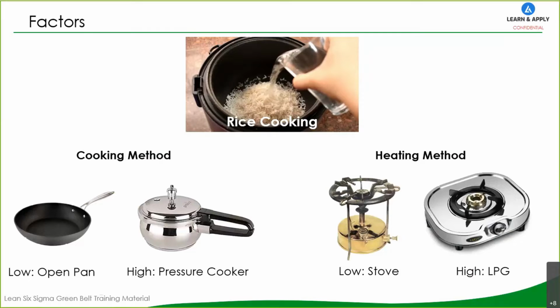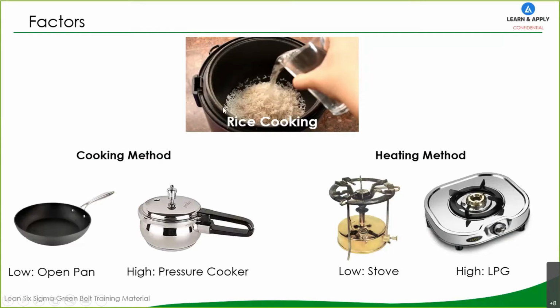Now see, these are the levels. We are going for the open pan, and we are going for the pressure cooker. So you can see it's a low and high level. And we are going for the stove, and we are going for the LPG. So it's a low and high level, right?